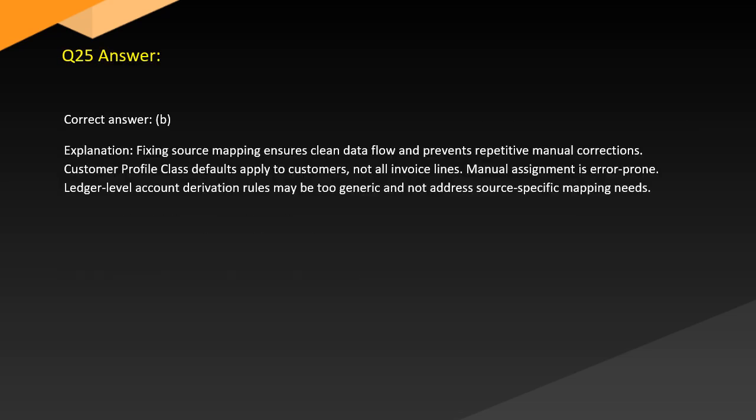Answer. Correct answer: B. Explanation. Fixing source mapping ensures clean data flow and prevents repetitive manual corrections. Customer profile class defaults apply to customers, not all invoice lines. Manual assignment is error-prone. Ledger-level account derivation rules may be too generic and not address source-specific mapping needs.